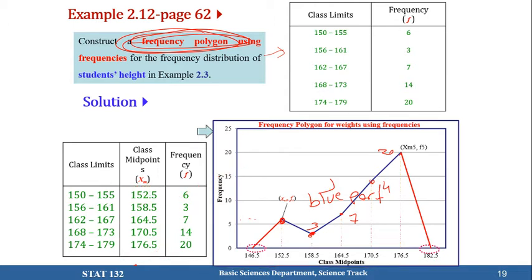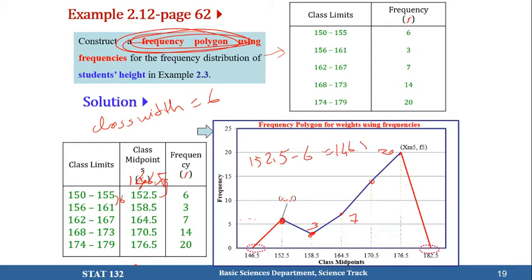The idea is this. You look at the class width here. Class width is 6. And then you assume a beginning midpoint 6 less than the first one. So it has to be 146.5, that is 152.5 minus 6. So we say this is the start. And the frequency of it is 0, because no data has the midpoint 146.5, there's no group with that midpoint. Then you write here 0.